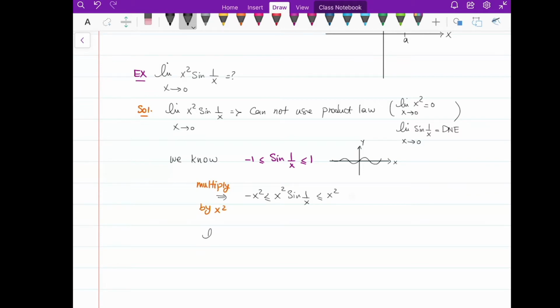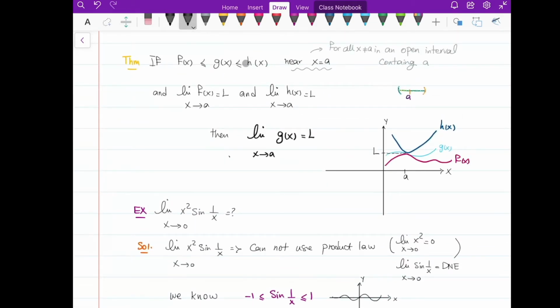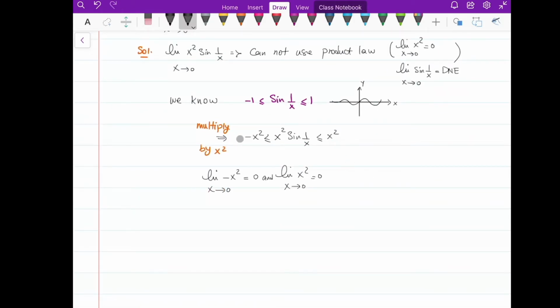Now let's see, the limit of the first function as x goes to 0, it's a polynomial, plug in 0, I get 0. And also the limit of the second function, the second bound, x squared as x goes to 0, is also equal to 0. Now let's look at the Squeeze theorem. If the function is between two other functions and the limits of the two bounds are equal to each other, then the limit of the function that is squeezed between them is the same as those.